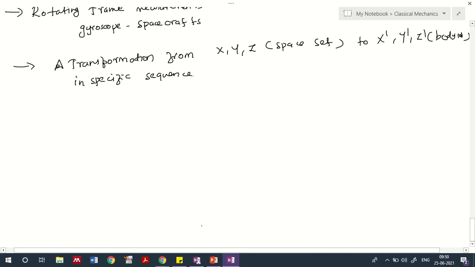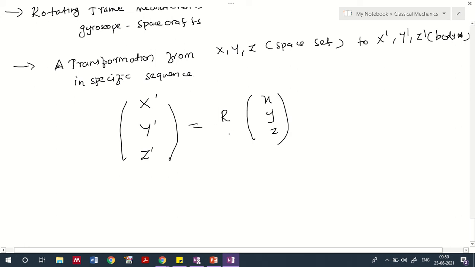So a transformation from x y z to x dash, y dash, z dash, the body set, in a specific sequence. Ultimately we need to get these three, so from where? By doing an operation R, which we'll specify shortly, operating on x, y, z, and the resultant will be x dash, y dash, z dash. This is ultimately what we need to get. How do we get that? We'll get into it in detail.